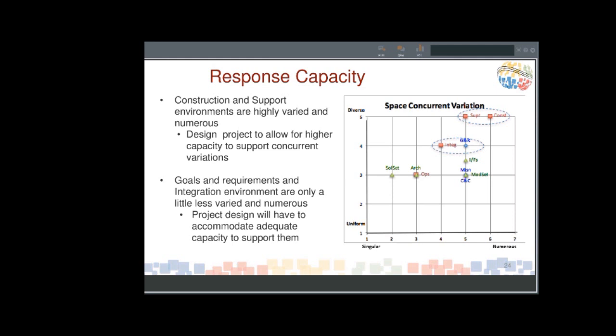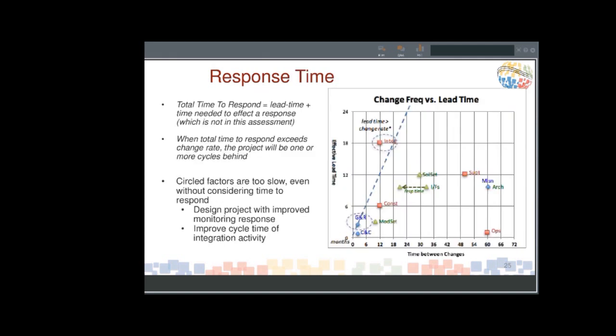So all this is meant to do is, again, confront the group and what they're dealing with to try and get at some actionable changes. Okay. And then lastly, response time. This whole thing, in this particular graph, is a little bit like Reinertsen's Q diagram.